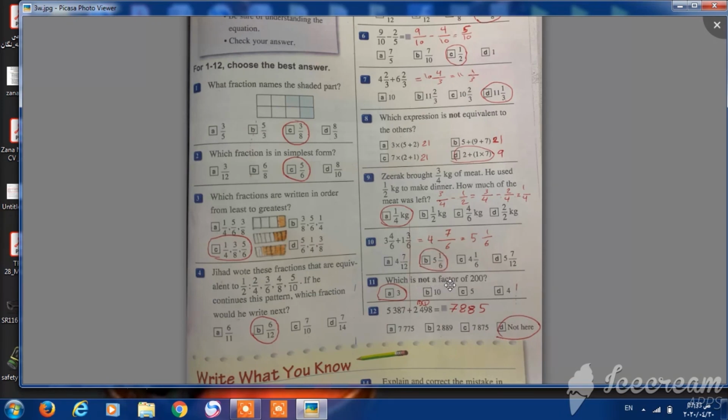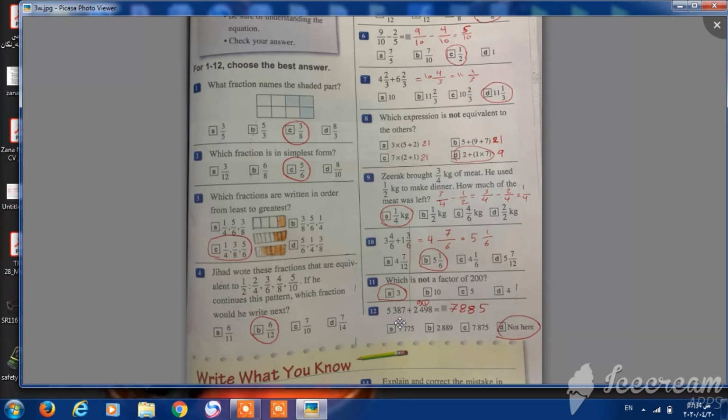Which is not a factor of 200? 3 is not a factor of 200, because you can't find any number that multiplied with 3 gives 200. But look at 10. 10 is a factor of 200, because 10 times 20 equals 200. And 5 is also a factor, because 5 times 40 is 200. And 4 is also a factor, 4 times 50 is 200.